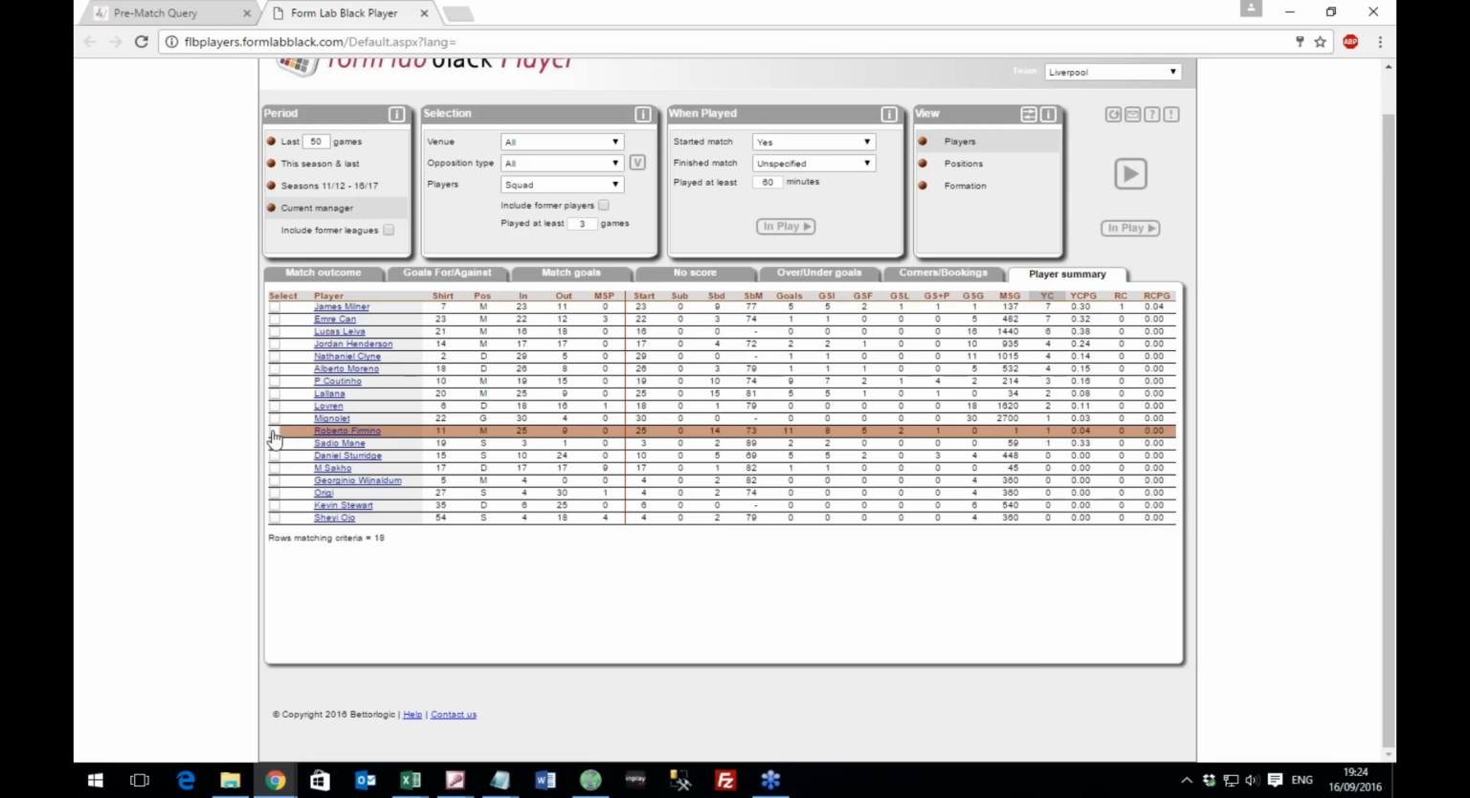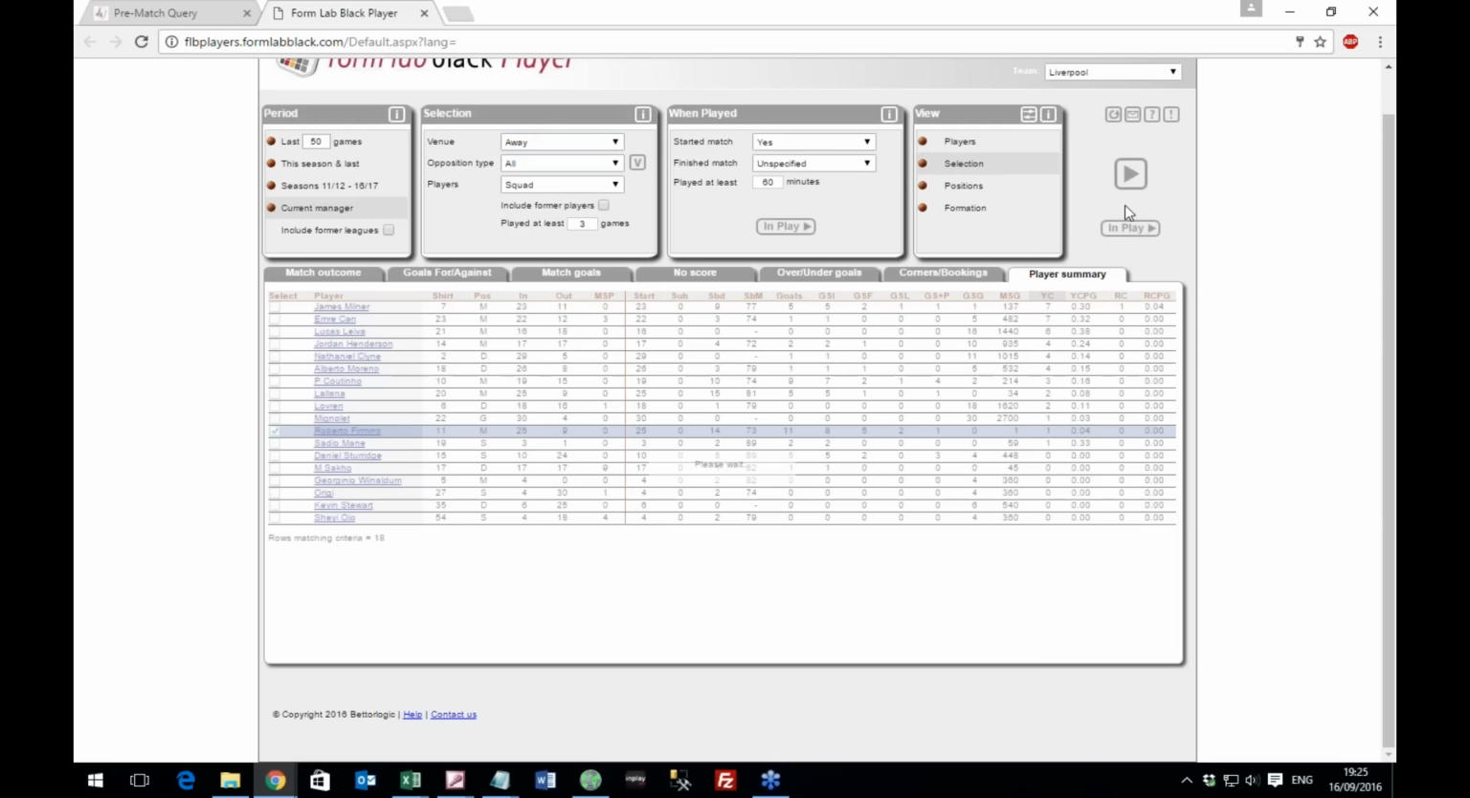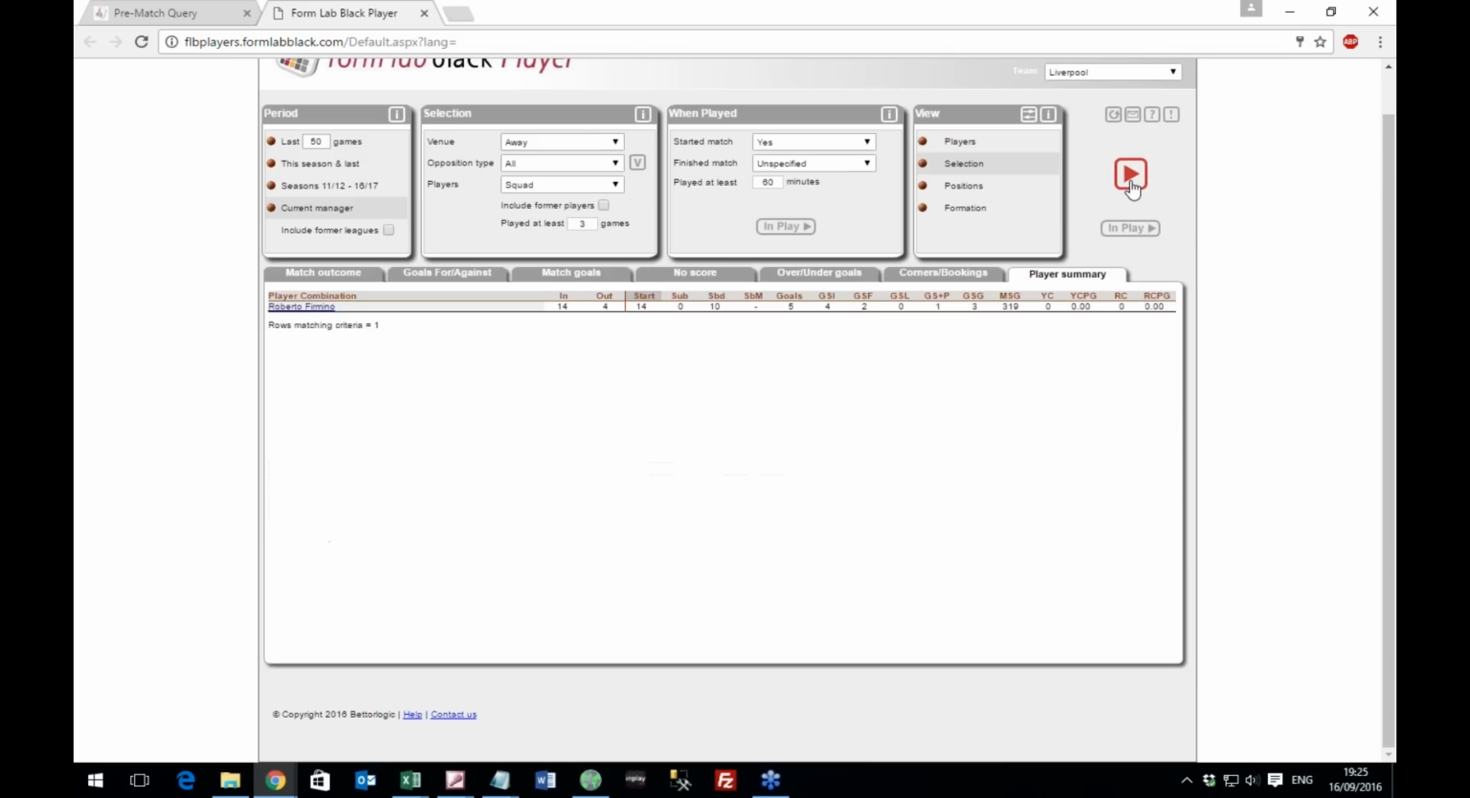If we just quickly look at Firmino, they're playing away, so let's narrow down that query a little bit. This is all of the games away under Klopp. And again, he has started 14 of the 18 away games under Klopp. So perhaps he's even more important when they're on the road.